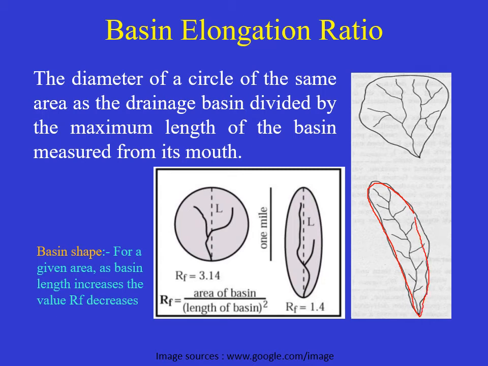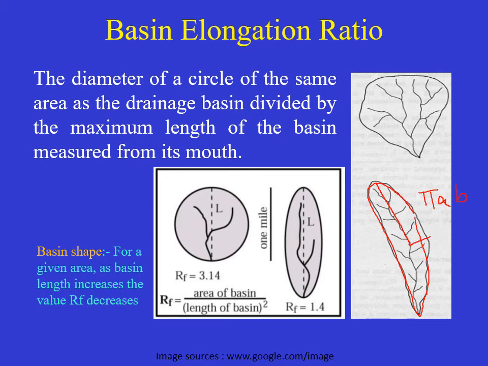Now for an ellipse or any other shape, you can measure the area of the basin. Say for this figure, the area of the ellipse is pi AB. A is the longer radius, B is the smaller radius. So if you consider it as an ellipse, this will be your A and this will be your B. So pi AB is the area of the ellipse.